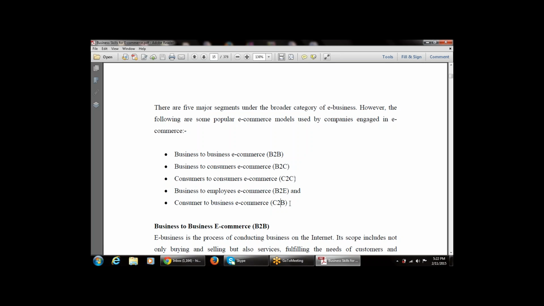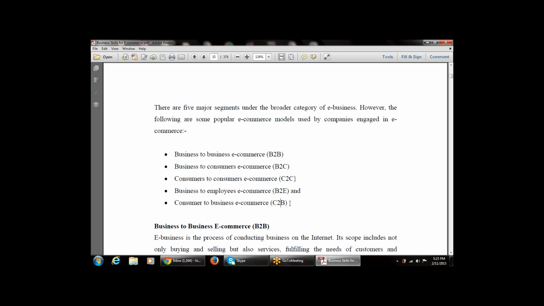One is business to business. Whenever there is a transaction from one business to another business, there is purchasing and selling of goods between them. The sender is a business entity, and the receiver is also a business entity. So that is B2B, business to business e-commerce.